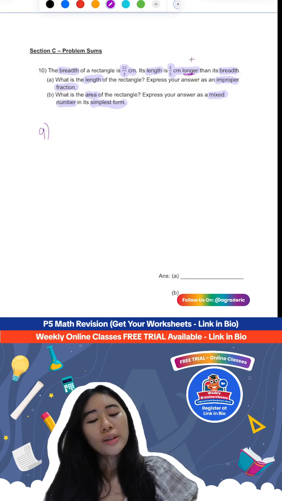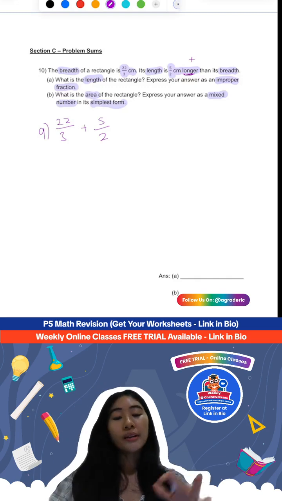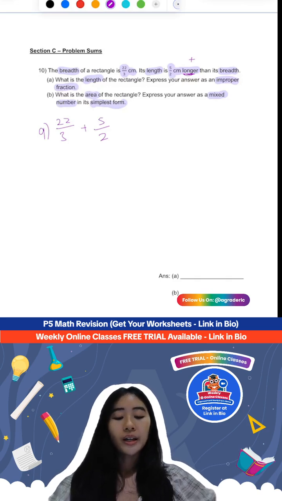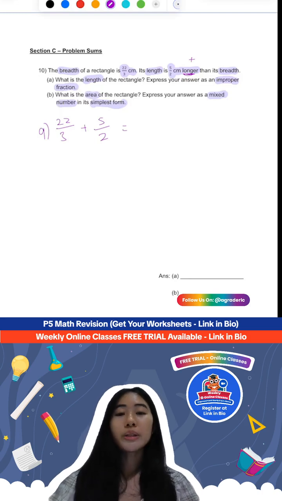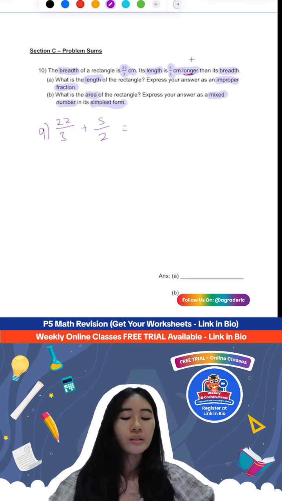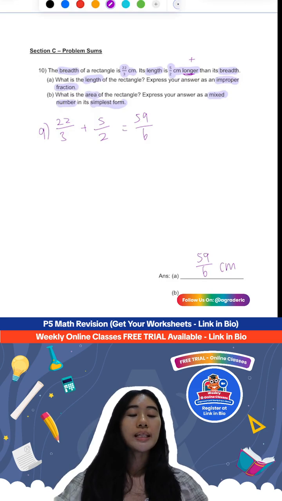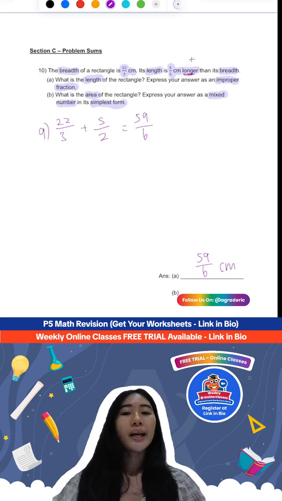So actually part A is just one step, isn't it? You just need to take the breadth and then you plus 5 over 2, because the length is longer, so you need to plus in order to get the length. Anyway, you don't need to make the denominator the same because you don't need to manually calculate this, right? Just put into the calculator. The calculator will tell you it is 59 over 6. That's it. And remember to put the cm. Now, if you give the answer as a mixed number in part A, you will not get the final answer mark.